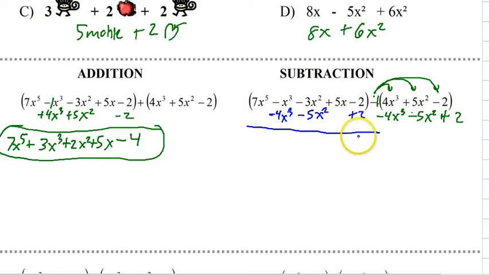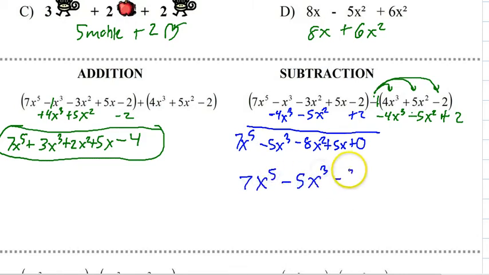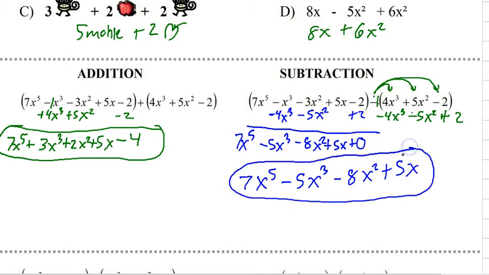So minus 2 plus 2, that's 0, so we don't need it. Plus 5 x's, minus 8x squareds, minus 5x cubes, and then a 7x to the fifth. So if we write all this out, we get that for our final polynomial. And that's all you're doing for adding and subtracting. Like terms with like terms.